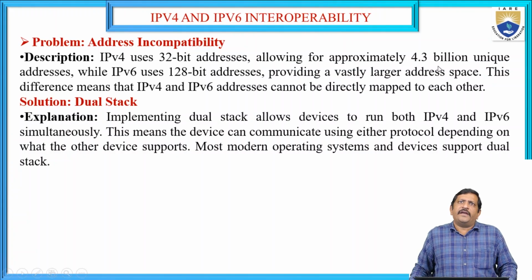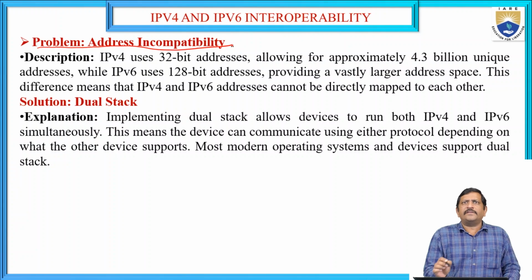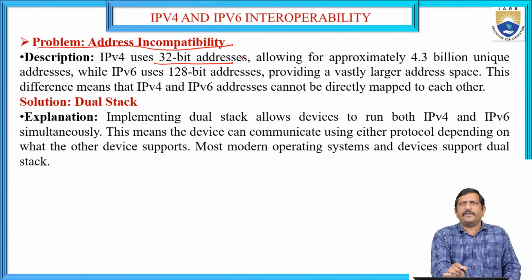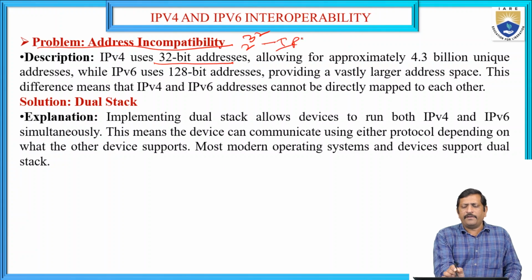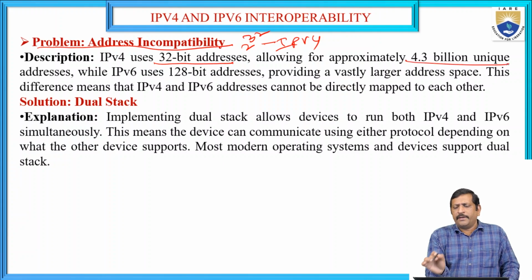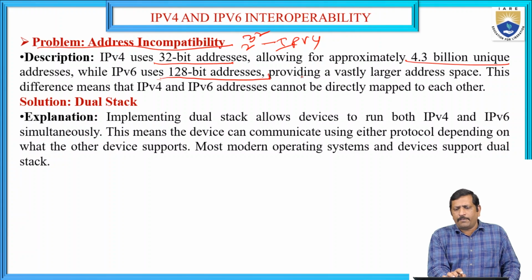First, the problem is address incompatibility. In IPv4 and IPv6, the addresses are incompatible. Why is it incompatible? IPv4 uses 32-bit addressing, which means 2 to the power of 32, allowing approximately 4.3 billion unique addresses, while IPv6 uses 128-bit addresses, which provides a vastly larger address space.